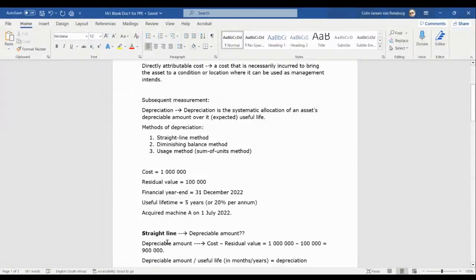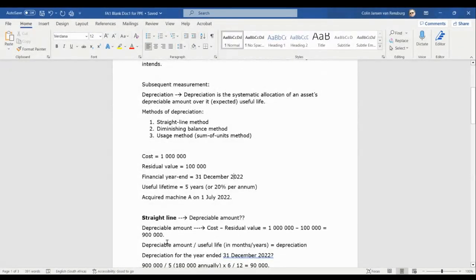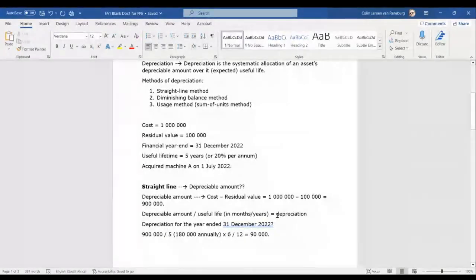So now, once we've calculated the depreciable amount, we've got to go and calculate the depreciation itself. And the way we do that, ladies and gentlemen, is to take the depreciable amount, in other words, that 900,000, and divide it by its useful life, and that could be in months or years. We can do both examples, or both situations soon, and that gives us our annual depreciation, right? Perhaps I should just type in the annual depreciation.